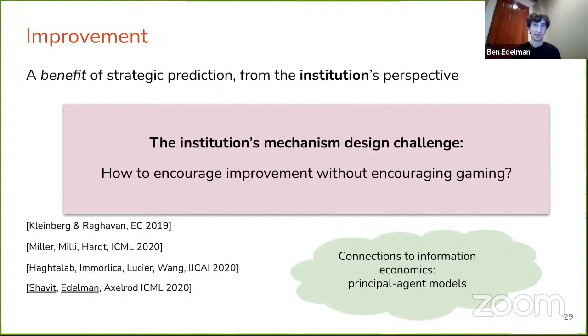And I'll just make a note here that there are very interesting connections from this mechanism design challenge to things that have been studied in economics, in particular information economics, where they look at principal-agent models, where there's a principal or institution who wants the agent to perform certain actions, but doesn't have perfect access to the actions the agent is taking or to the features that the agent has.